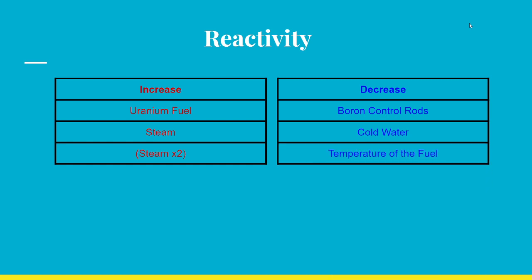What else do we have? Well, based on the nature of uranium, when uranium heats up, it actually decreases reactivity. It seems counterintuitive, but that's the nuclear physics of it. It's complicated, and scientists have studied this extensively. So when uranium heats up, it decreases the reactivity.